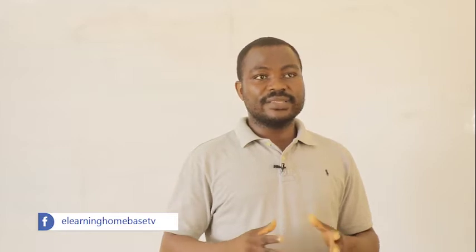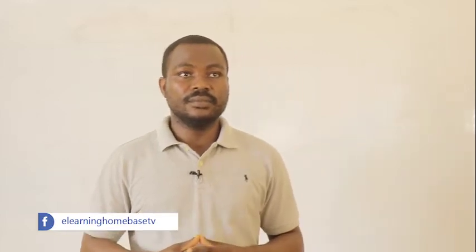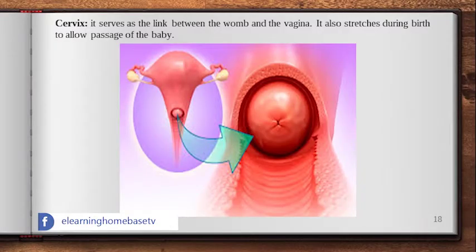Let's look at the cervix. It serves as a link between the womb and the vagina. It also stretches during birth to allow passage of the baby. That is a picture of the cervix on your screen. That's how it looks like. The next part we are going to look at is the vagina.